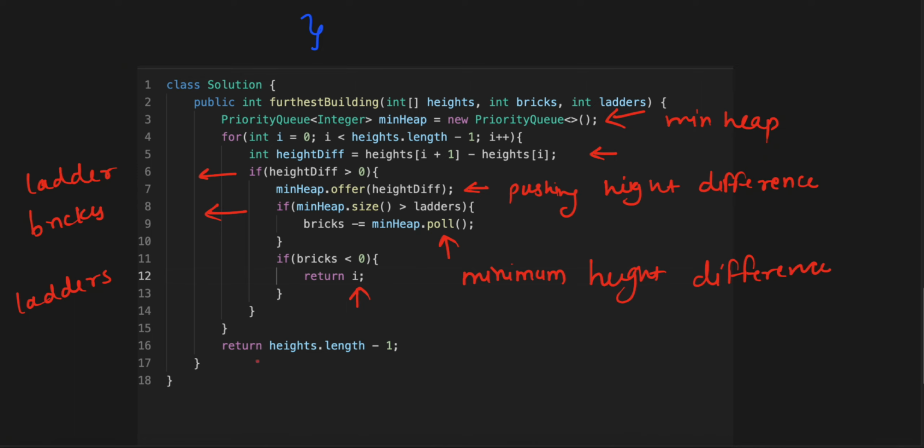Okay, and at the end, if I traverse the whole array, I need to return the last index, so I will be returning heights dot length minus 1.